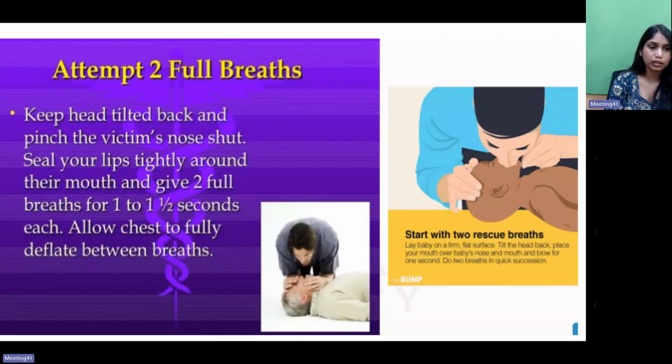and we will seal our lips tightly around their mouth. And give two full breaths, each over one to one and a half seconds. We will give them breaths like this, you can see in the picture. And we will allow the chest to fully deflate between the breaths.